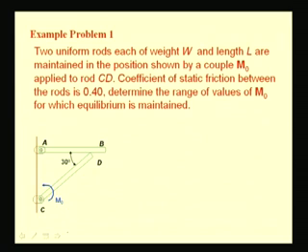Let us see an example. Here you see two rods AB and CD pinned at A and C. They have a uniform weight of W and they are maintained in position by the couple M0 at C. The coefficient of friction between the contacting surfaces is 0.4. We are interested to determine the range of these moments which can maintain this equilibrium.